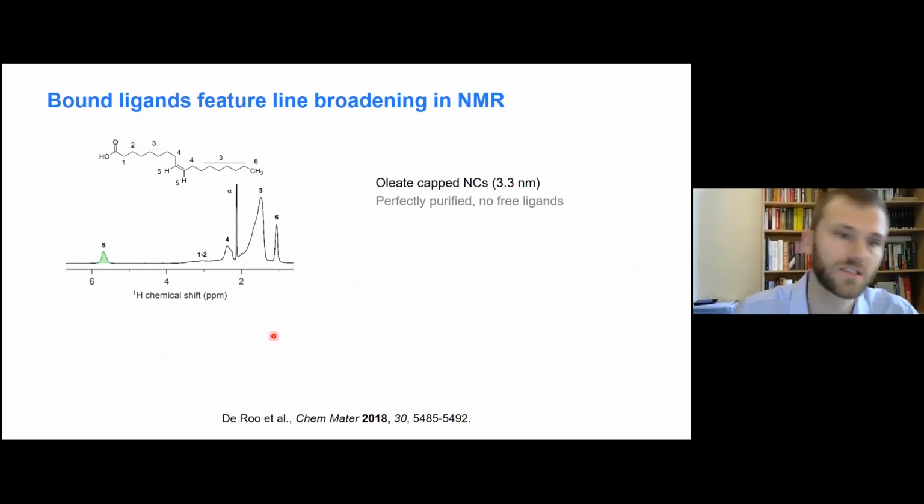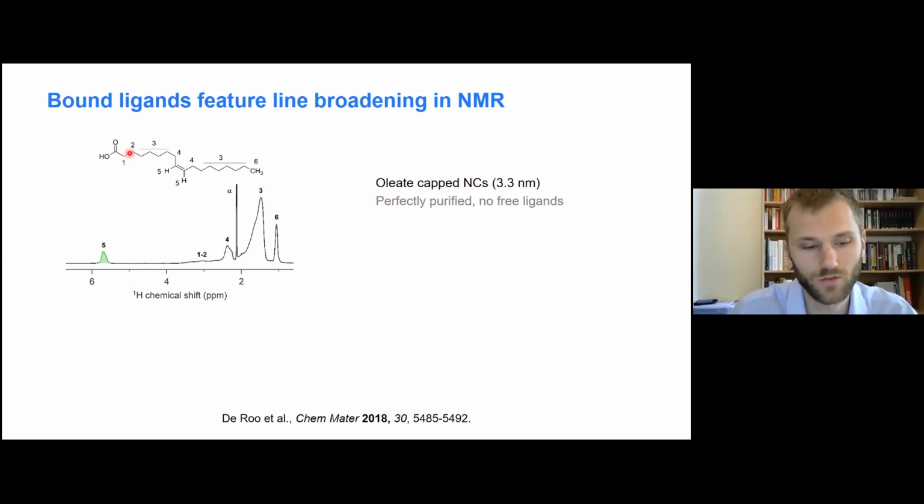So this is a very typical spectrum that you will see many, many times over in this presentation. This is a 1D spectrum of oleate capped nanocrystals. Maybe important to say that those were 3.3 nanometer nanocrystals. And so you see these broadened resonances. This is resonance 5, which is the double bond, the alkene resonance. 6 is the methyl resonance. 3 are all these CH2s in between. 4 are the ones next to the alkene. And then 1 and 2 are these very, very broad resonances here that are attached to the nanocrystal.